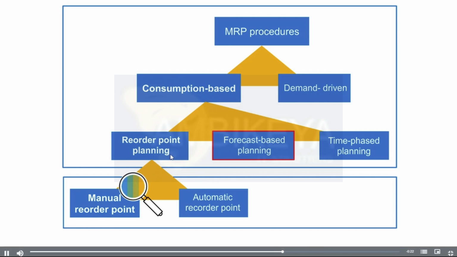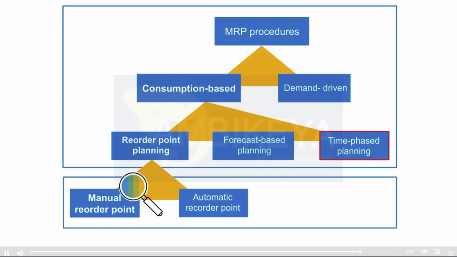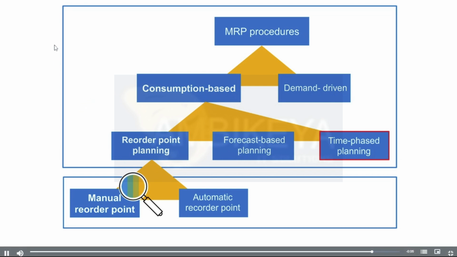Forecast-based planning. The system calculates future requirements using the forecast program based on consumption values. Time-phased planning. The system calculates future demand by estimating it using the forecasting program based on consumption values. In this procedure, however, planning is only carried out at fixed times in a particular planning cycle.